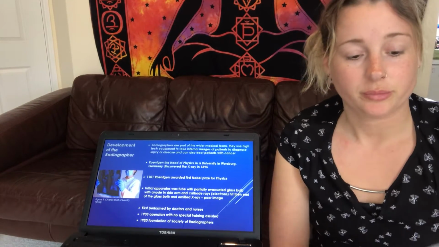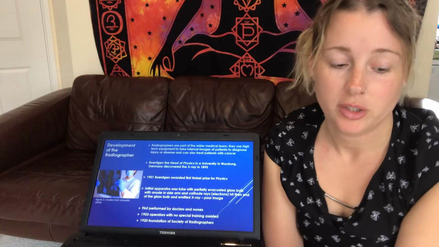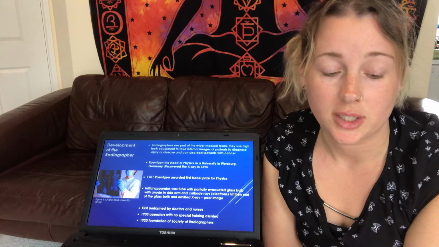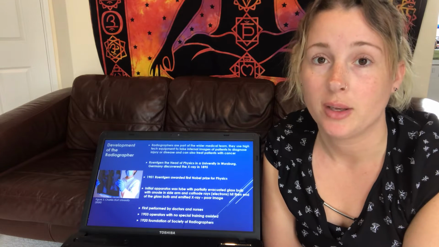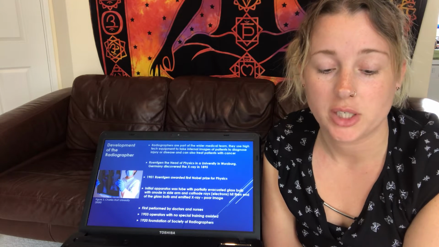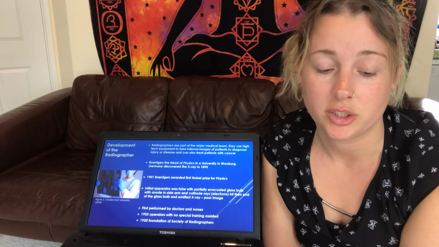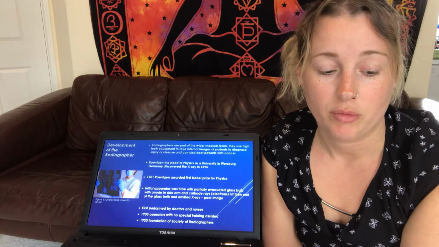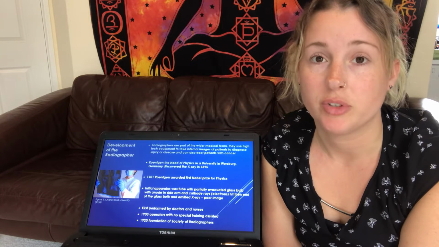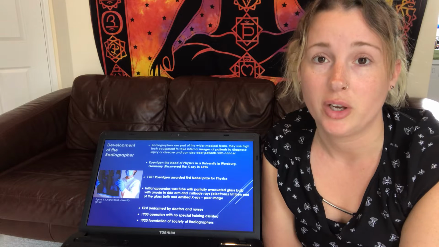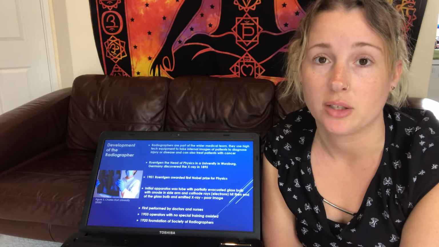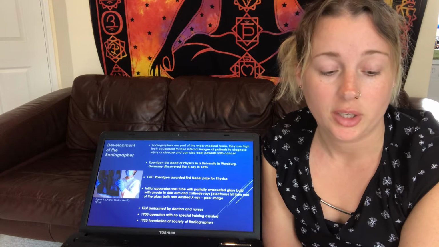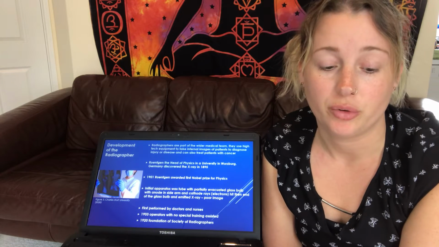Then the development of the radiographer. So radiographers are part of the wider medical team, and they use highly technical equipment to take internal images of patients to diagnose injury or disease, and can also treat patients who have cancer with radiotherapy. Roentgen, who was the head of physics of a university in Würzburg, Germany, discovered the X-ray in 1895. In 1901, he was awarded the first Nobel Prize for physics.